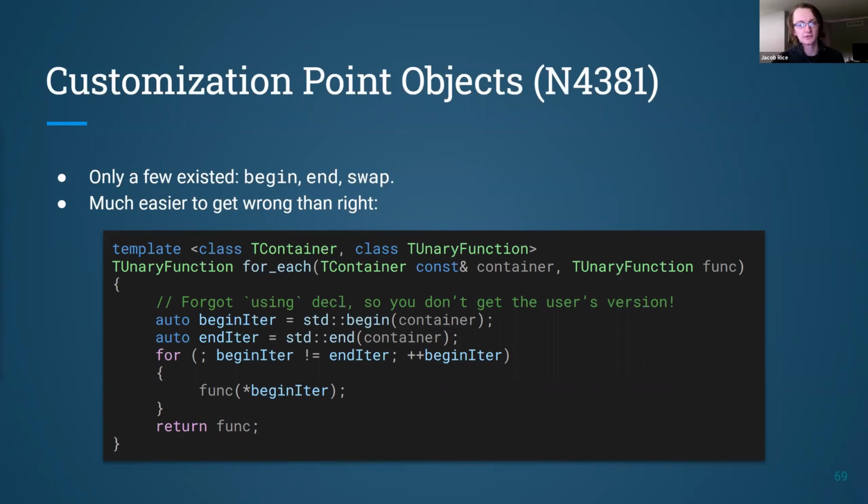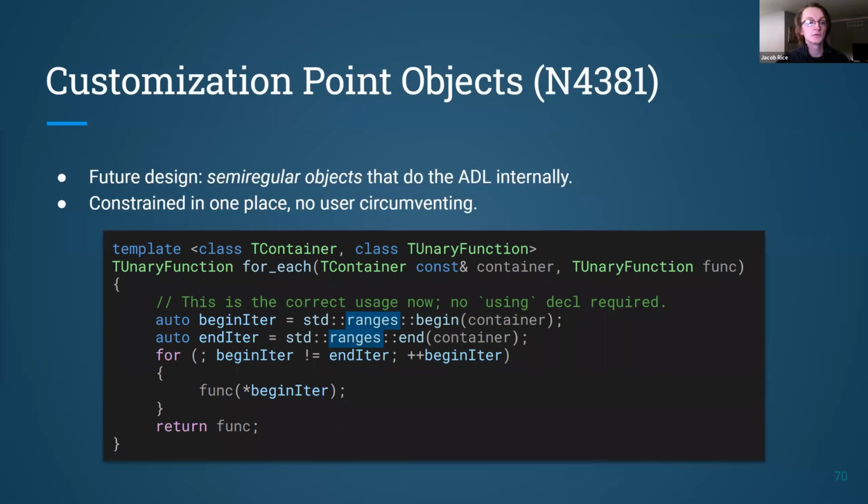This code looks like it's fine, and it probably is, because your container probably defines a dot begin and a dot end, but it's not technically supposed to be called this way, right? You're supposed to allow customization, and it's especially the case, again, with swap. Calling std swap seems fine, but it wasn't. So moving forward in the standard, I believe that this is generally the idea.